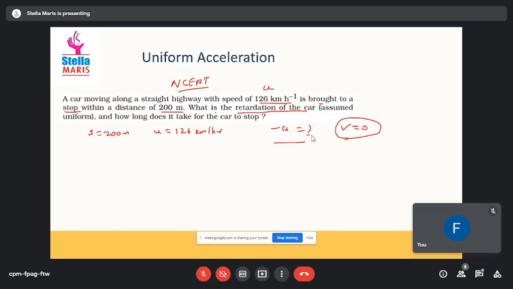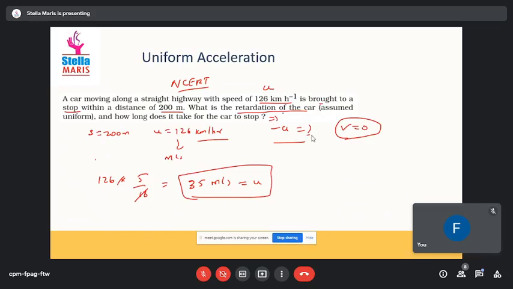So as you know that it is in kilometer per hour, you have to change into meter per second. So 126 into 5 by 18. So this becomes 35 meter per second. So U is equal to 35 meter per second. Okay. So now you have to find out the value of A and how long does it take for the car to stop. That is, the time taken, T value.